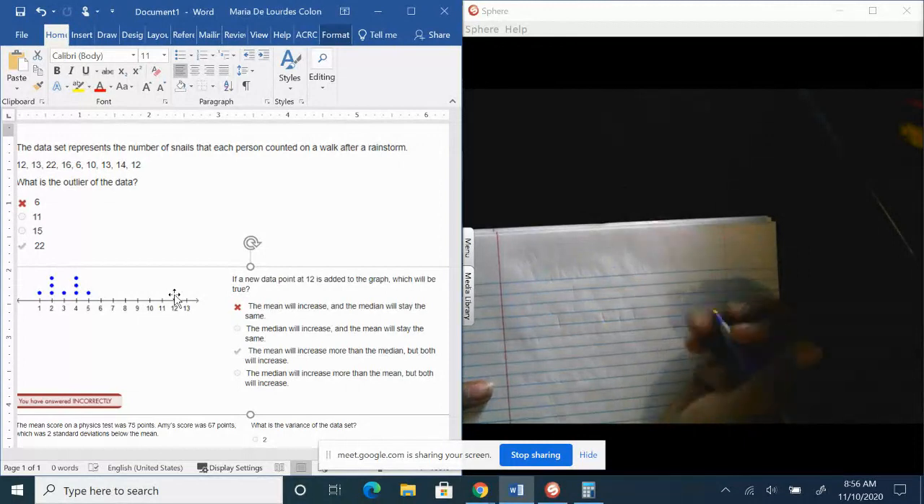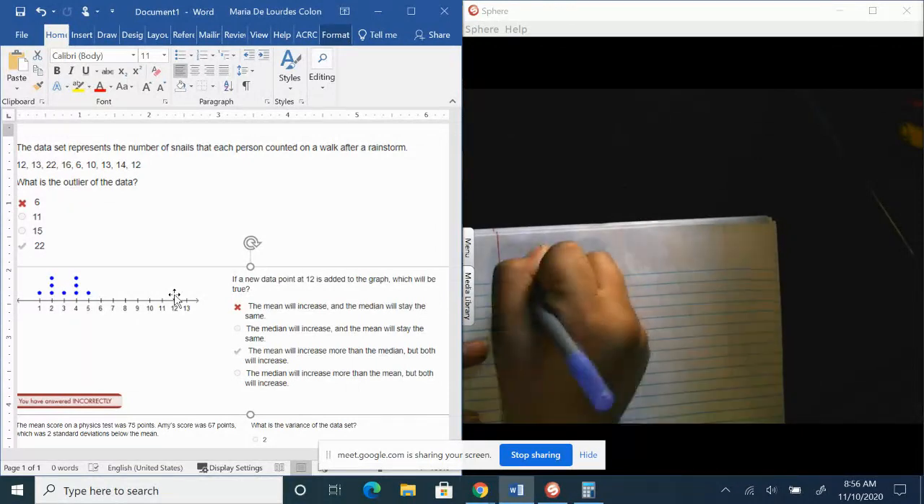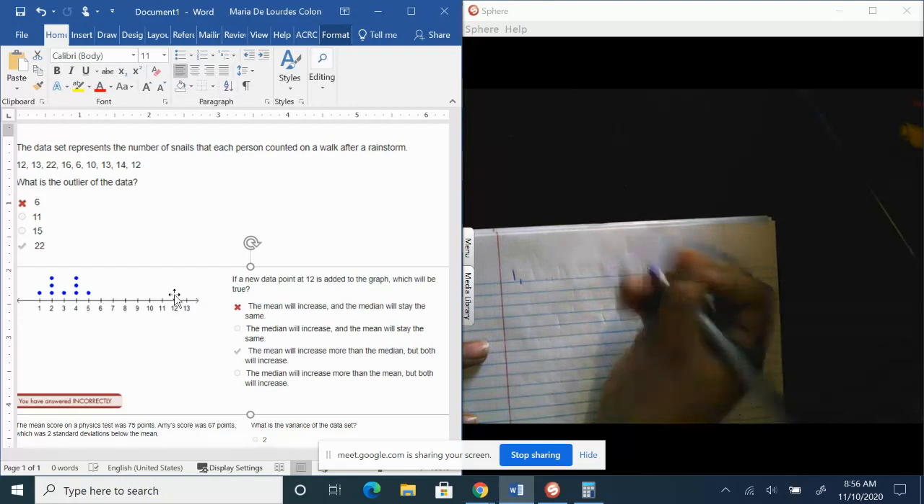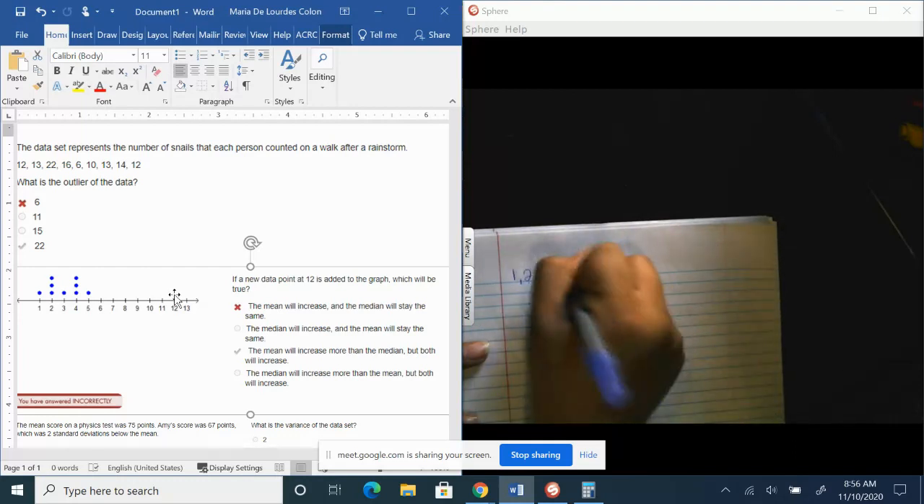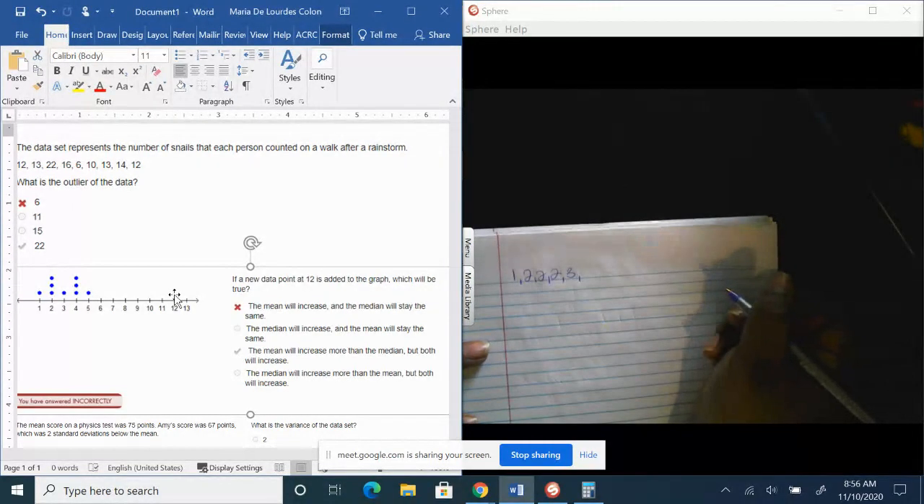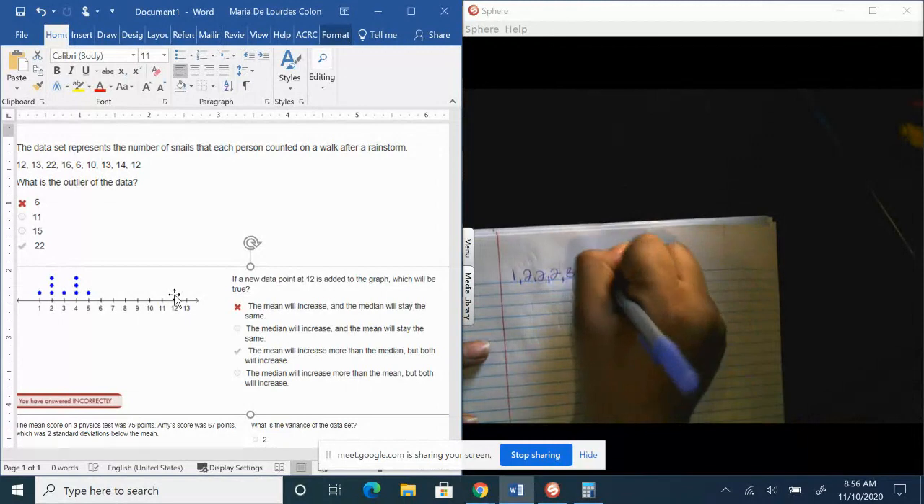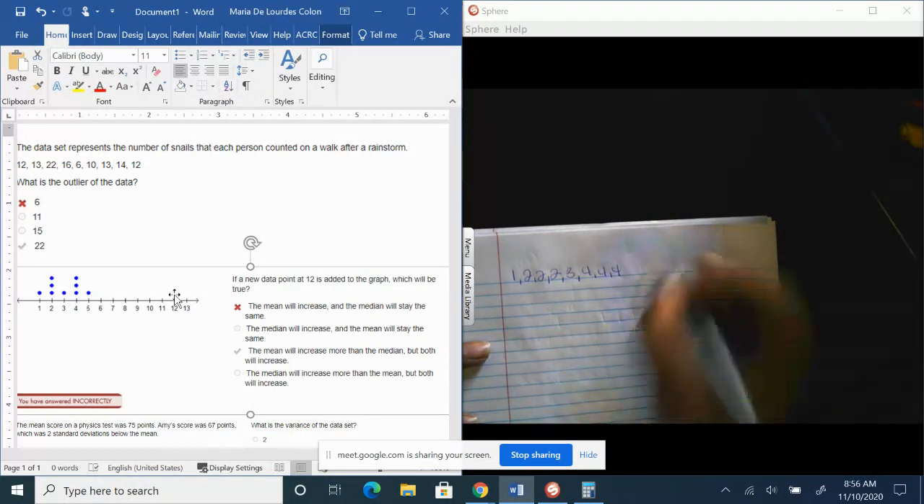Let's find the median and the mean for this dot plot. So we have one number at 1, 3 dots at 2, so that means we have three 2s on our list. 1 dot at 3, 3 dots at 4, so 4, 4, 4, so three 4s. 1 dot at 5, and now we're going to add a dot at 12.